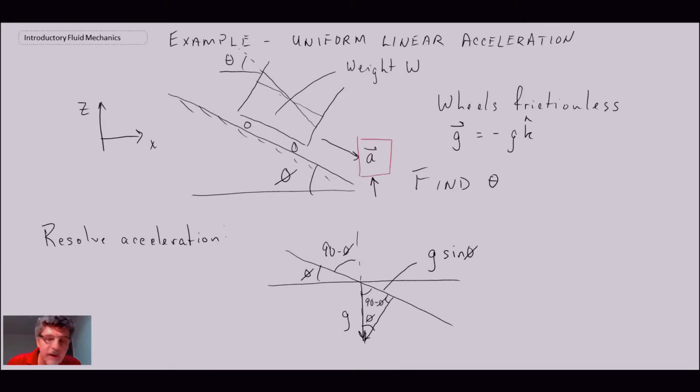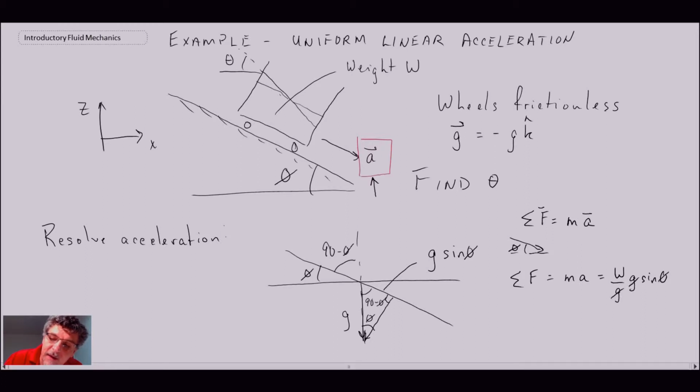We can go ahead and look at the forces. We know the sum of forces is equal to mass times acceleration. If we express this in the plane of the inclined surface itself, we get the sum of forces is equal to mass times the acceleration. The mass is weight divided by the gravitational constant, and the acceleration here is just g sine phi.